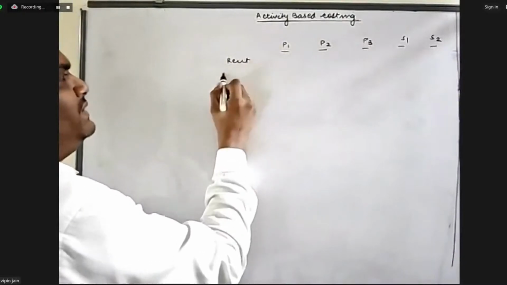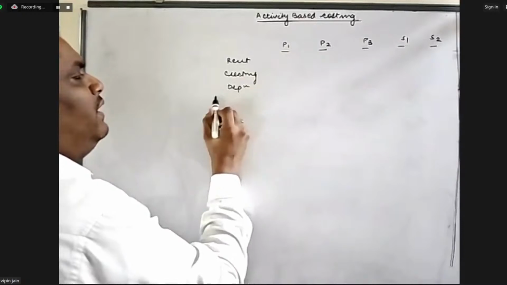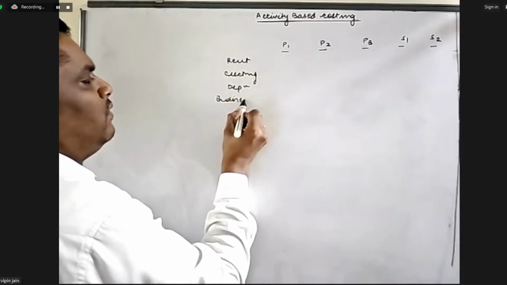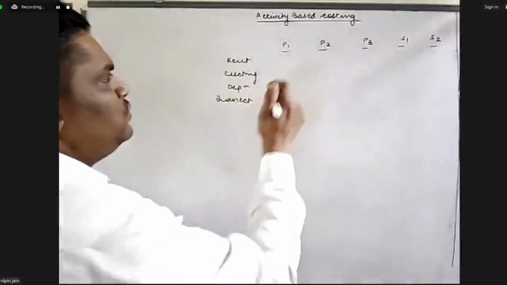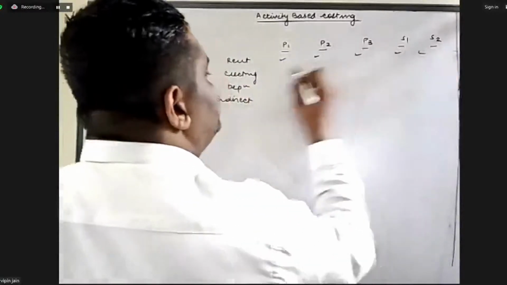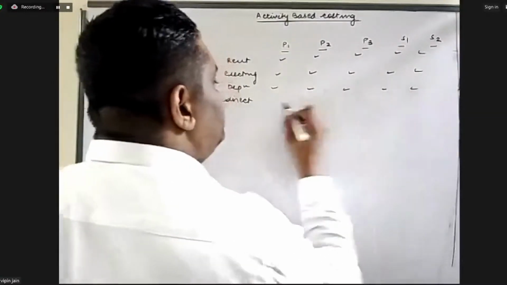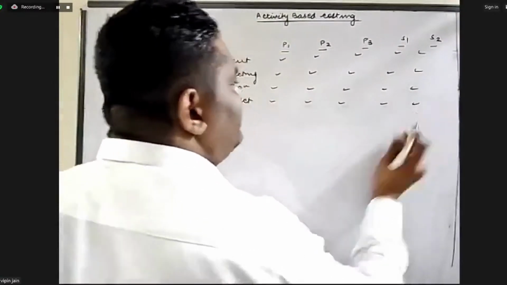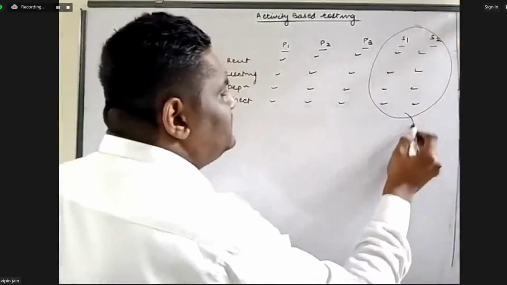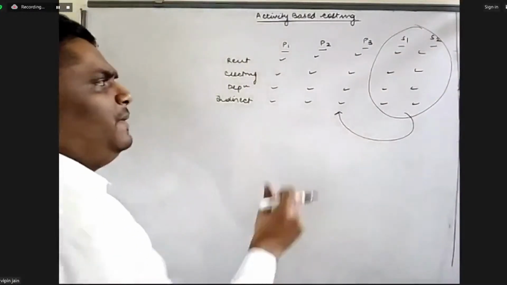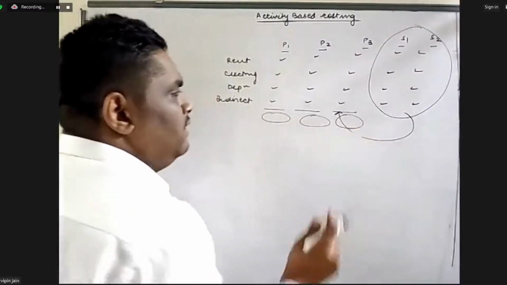Let's say these are the overheads: rent, electricity, depreciation, indirect wages. What we used to do in overheads, very simple, we used to allocate or apportion the overheads among various production or service departments. This was the first step. Thereafter, we used to reapportion the overheads of service departments to the production departments. This is how we get the total overheads of the production departments.